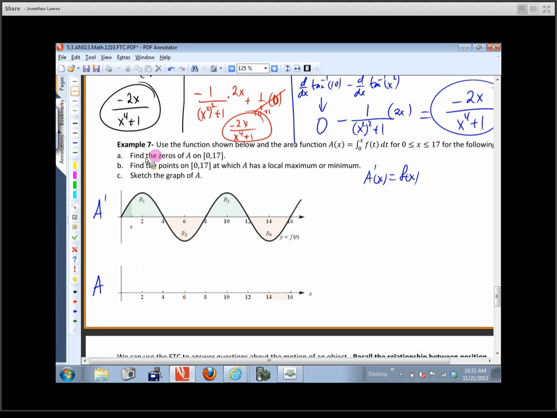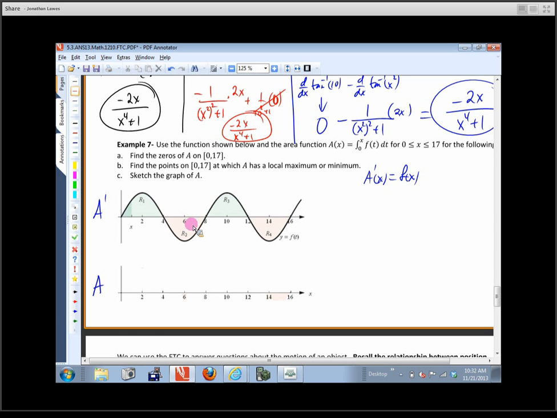Okay, let's do this part first. Let's do part A. It says, find the zeros of the function A. A is an area function. So let's think about this. A adds up the area from 0 to whatever x is. So if I start at 0 and I start adding up area, what type of area am I accumulating here? A bunch of positive area. Okay? What type of area am I accumulating here? Negative area.